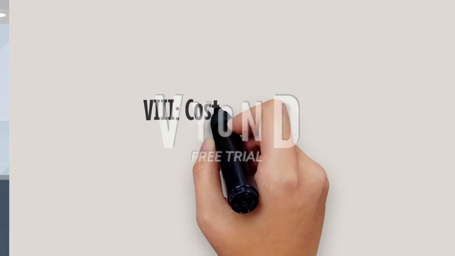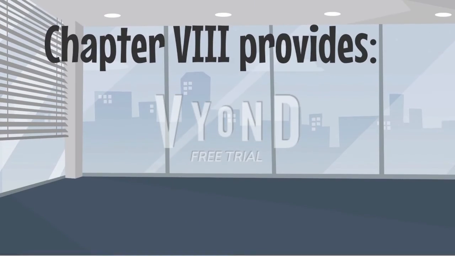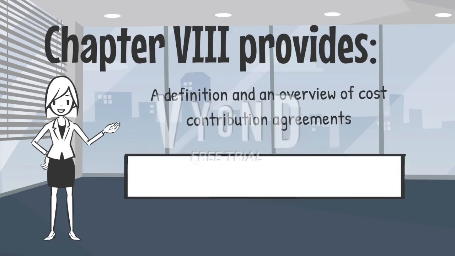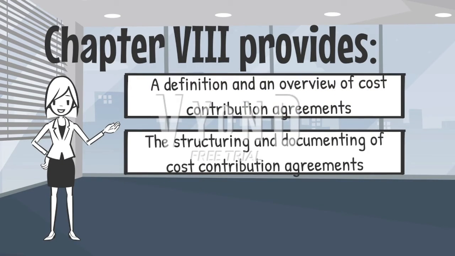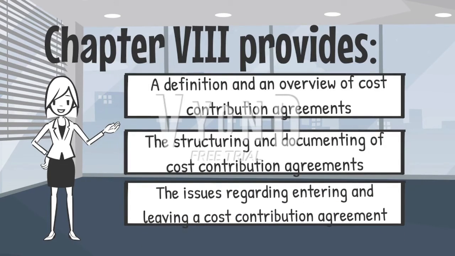Chapter 8 is about cost contribution arrangements. Chapter 8 provides a definition and overview of cost contribution agreements. It describes how to test them against the arm's length principle and how to make adjustments where needed. It also addresses issues regarding entering and leaving a cost contribution agreement and structuring and documenting cost contribution agreements.